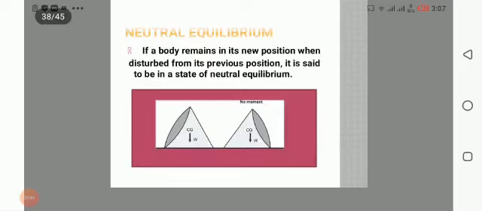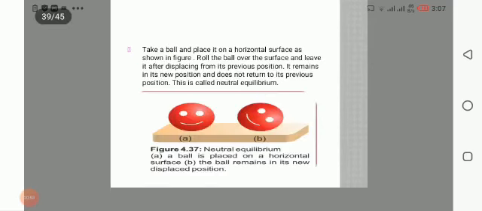The last state of equilibrium is neutral. If a body remains in its new position when disturbed from its previous position, it is said to be in a state of neutral equilibrium. Take a ball and place it on a horizontal surface as shown in the figure. Roll the ball over the surface and leave it after displacing it from its previous position. It remains in its new position and does not return to its previous position. This is called neutral equilibrium.